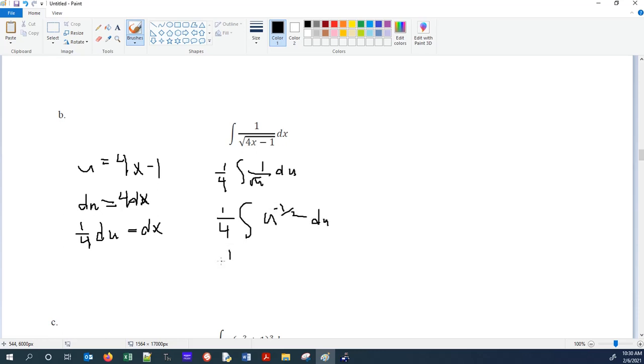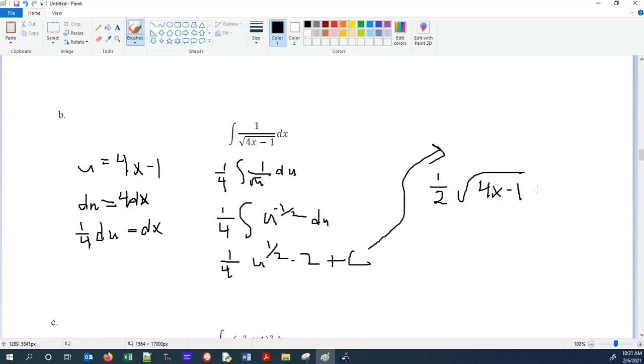And I will raise the exponent by 1 and multiply by the reciprocal. So this is u to the positive 1/2 times 2 plus c. And I'm just going to rewrite that a little bit here. Make that 1/2. I'll even use the square root symbol just to be fancy. The square root of 4x minus 1 plus c.